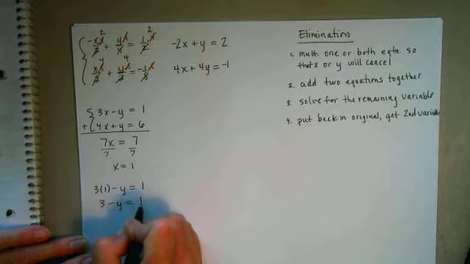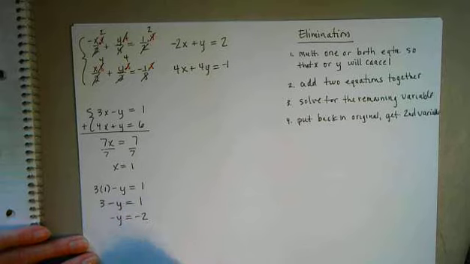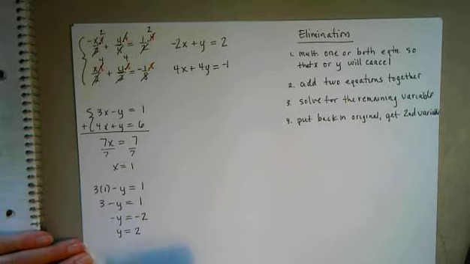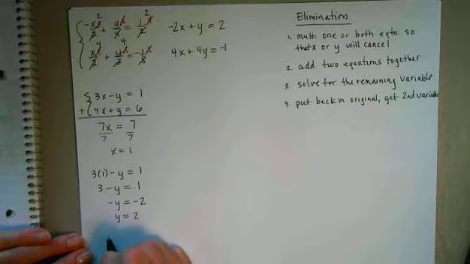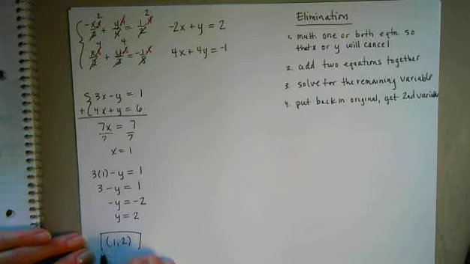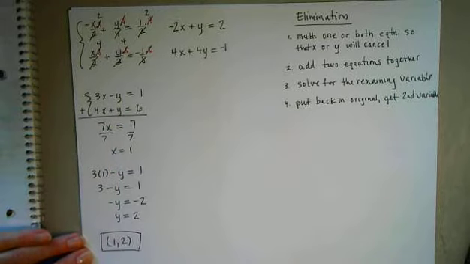So solving for y, I will subtract 3 from both sides. So I still have negative 1, but now I have negative 2. And then I'll divide by a negative. So I have positive 2. So my solution to this problem is that the x is 1 and the y is 2. That is the solution to that system, the one point where they intersect.